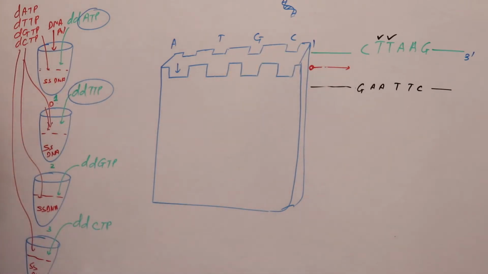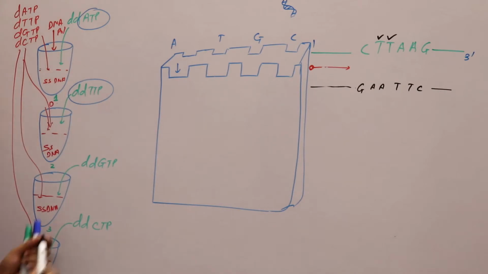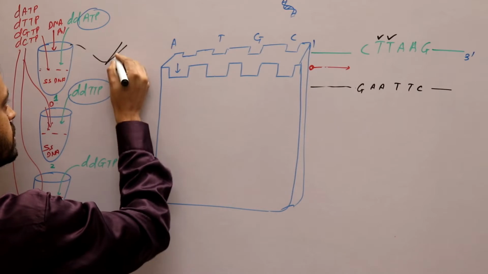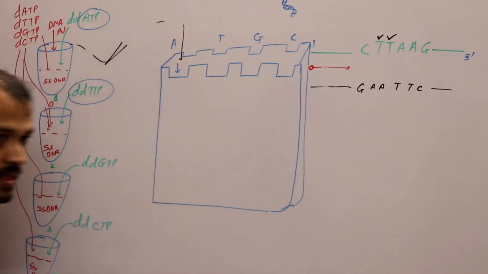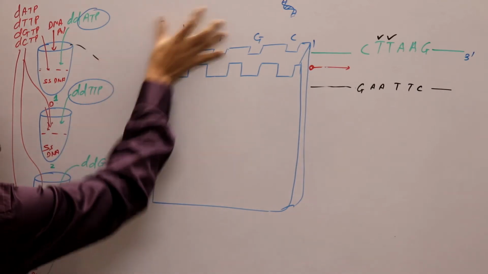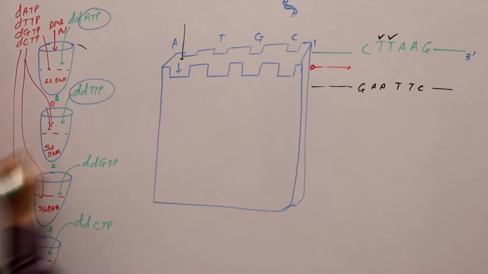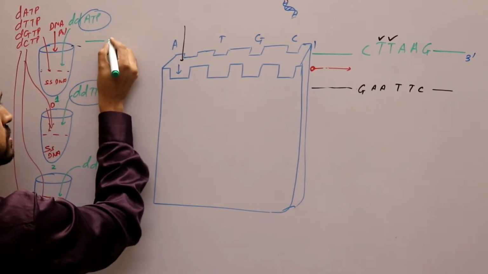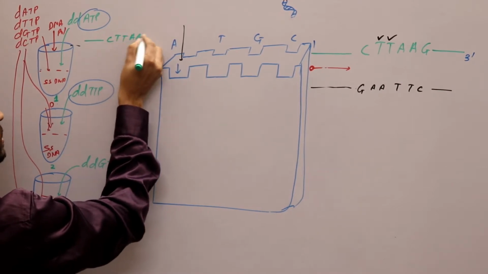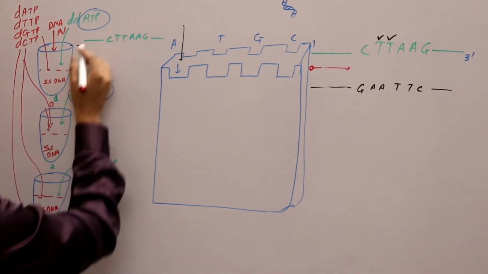Now listen. So now we are taking a micropipette, and we are taking this and we are pouring it here. Okay. Now listen. What is the condition now? Listen. This was the sequence C T T A A G, right? This was the known sequence.